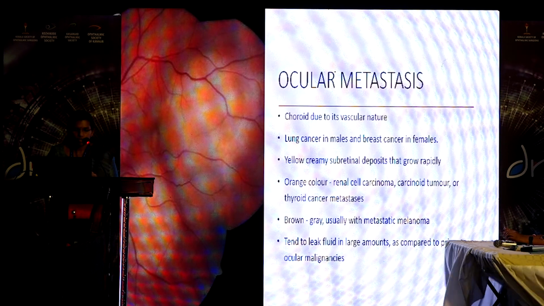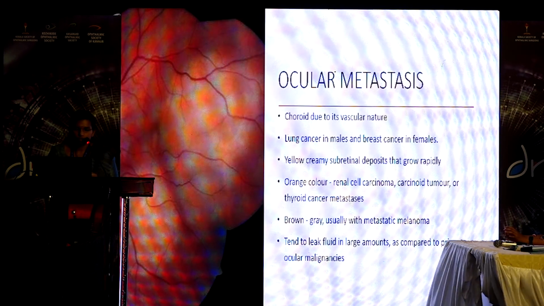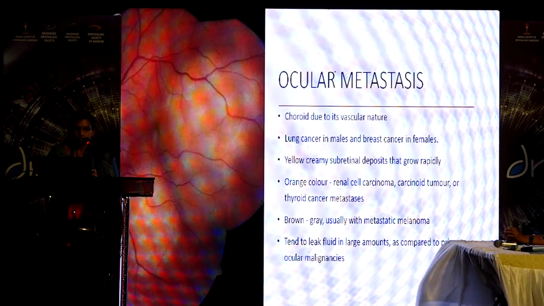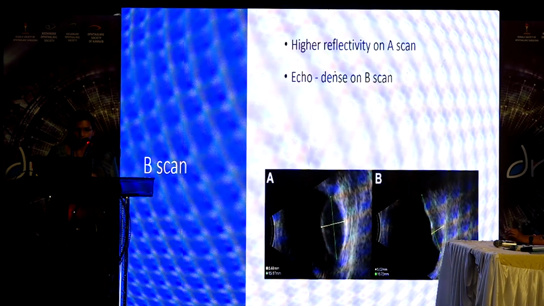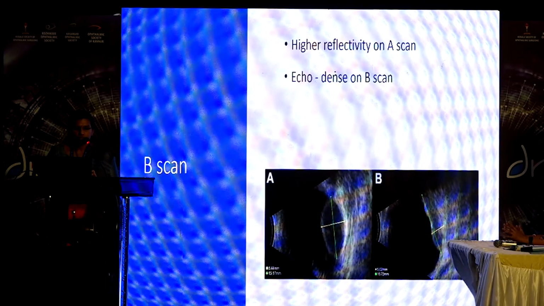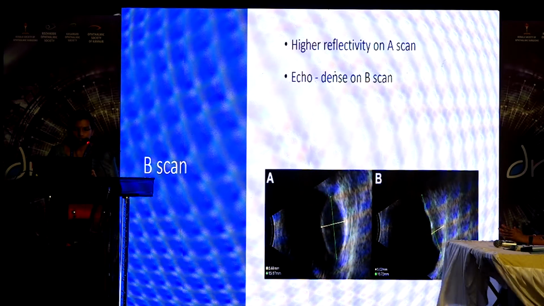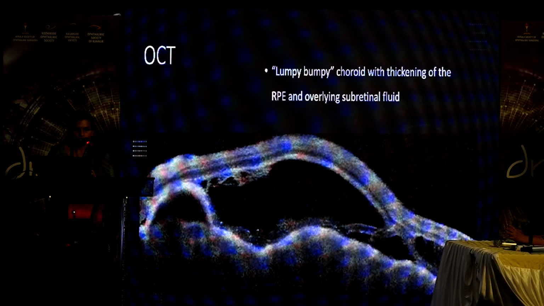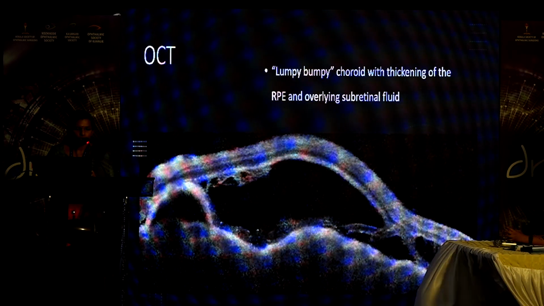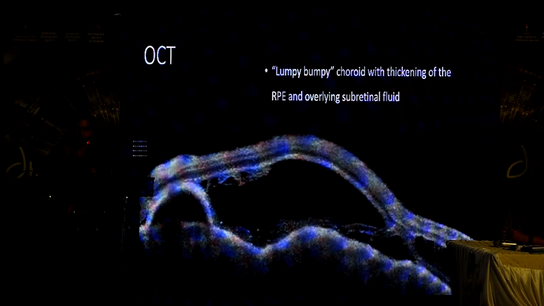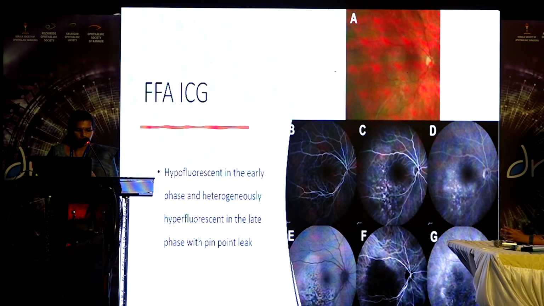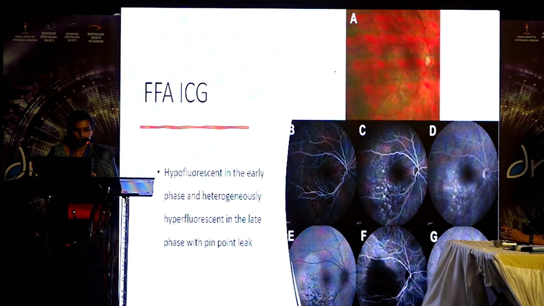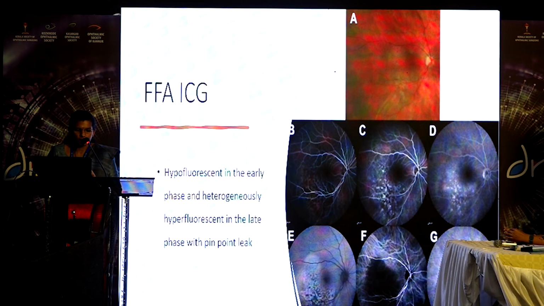And the most common characteristic finding in an ocular mets is disproportionate subretinal fluid compared to other primary lesions. On B-scan, we can see high reflectivity and it is echo dense. In OCT, lumpy bumpy choroid with thickening of the RPE and overlying subretinal fluid. In angiogram, we can see hypofluorescence in the early phase and heterogeneously hyperfluorescent in the late phase with pinpoint leaks.